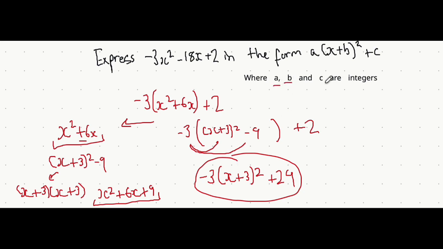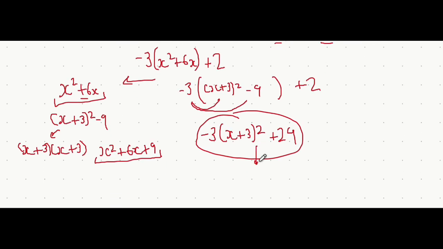Now it says a, b, and c are integers. Some students get confused, but integers could also be negative. It could also be 0, depending on the question. Now, a bit of a bonus, but if you wanted to get the turning point from here, the x coordinate of the turning point is the x value that makes the inside of the bracket equal to 0. In this case, that's minus 3. And the y coordinate of the turning point is just this constant that you have at the end. In this case, it's just 29.